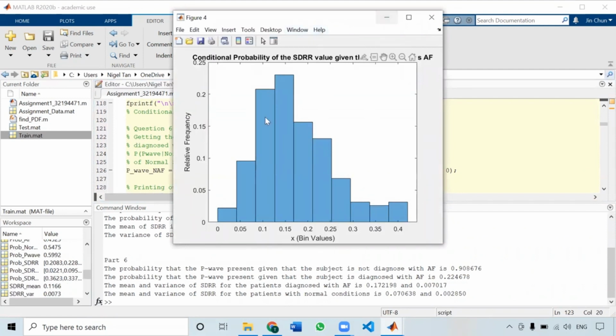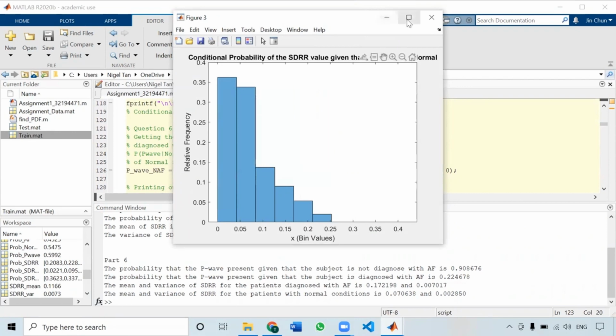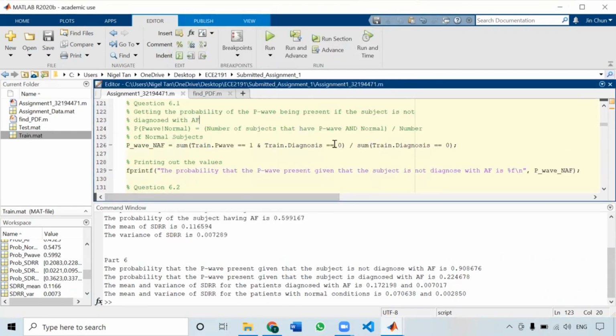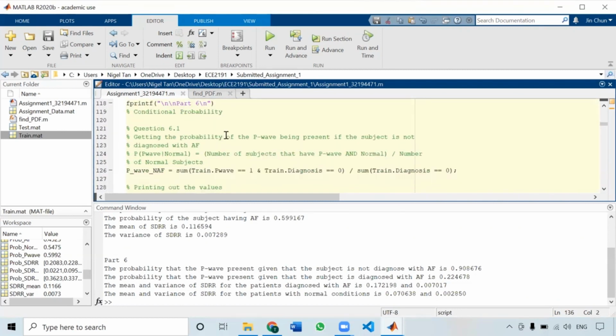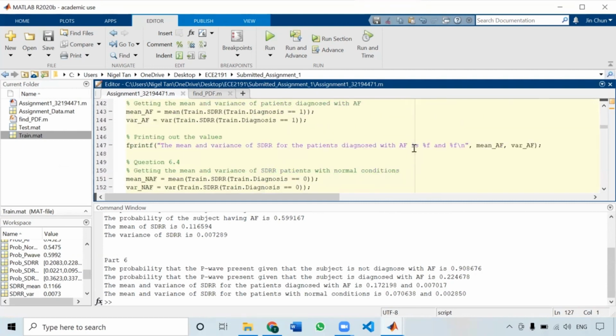And this is the graph that I got for AF, given that the subject is AF, and given that the subject is normal. That's all. From here, I just interact with the data again. And from here also, this is conditional probability. I use the conditional probability, so we just interact with the data.